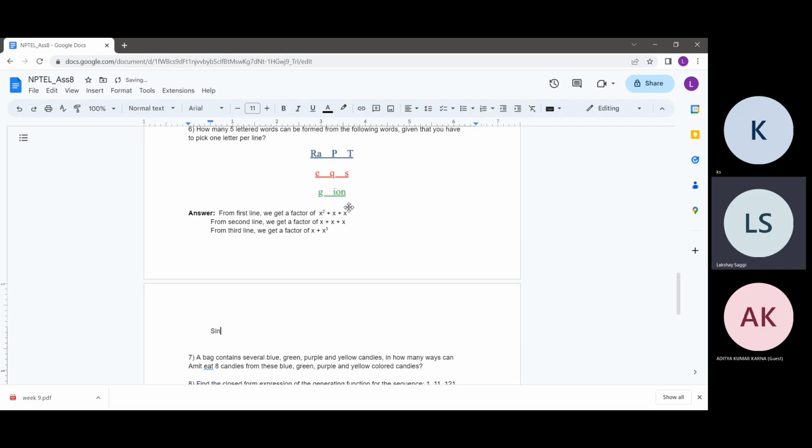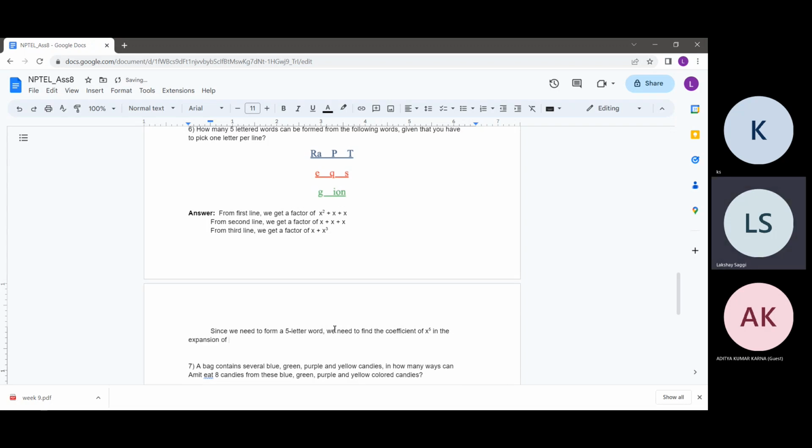Since we need to form a 5-letter word, the first part is selected from one of these three, the second part from these three, and the third part from these two. We need to find the coefficient of x to the power 5 in the expansion of the product of these three terms. The first term is just x squared plus 2x, the second term is nothing but 3x, and the third term is x plus x cubed.